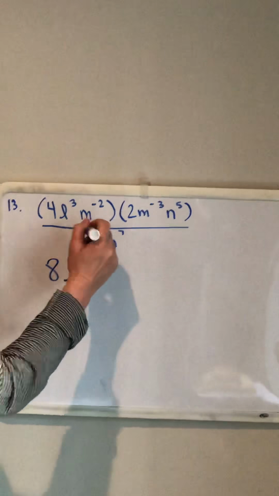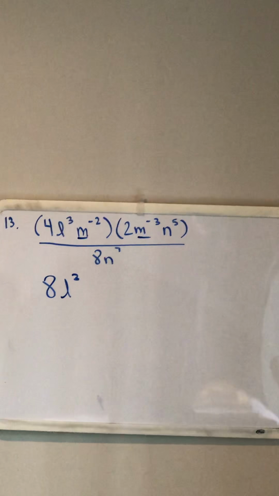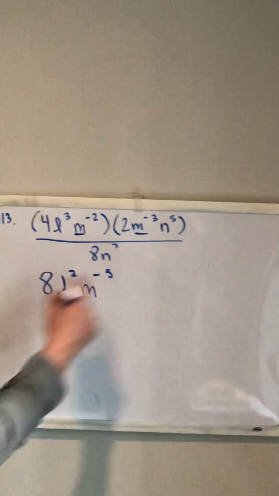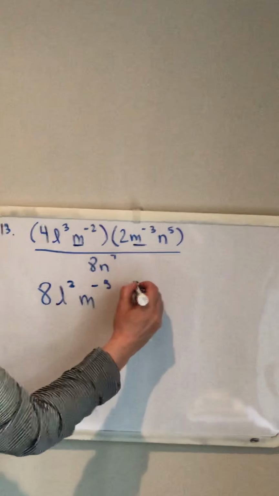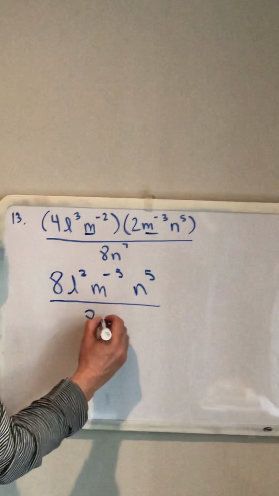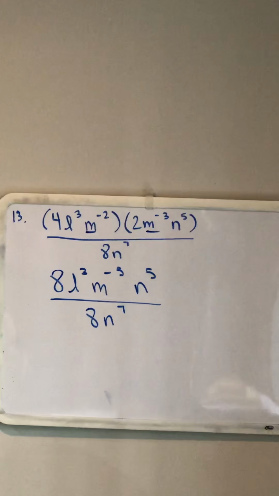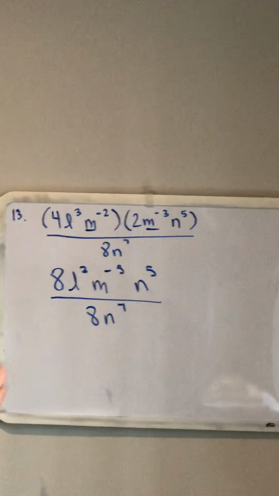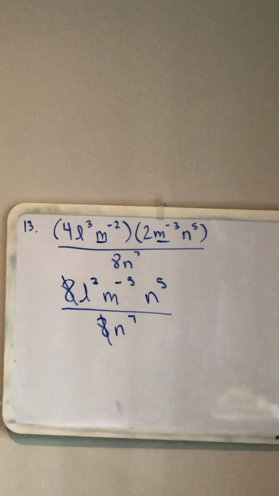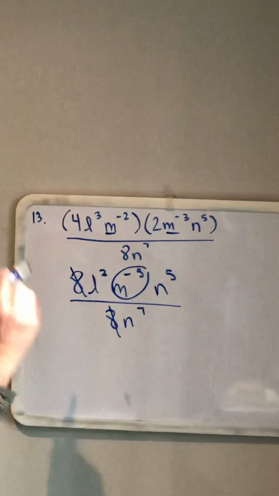M to the negative second times M to the negative third. Add those exponents and you get M to the negative fifth. And then you have N to the fifth over 8N to the seventh. Well, one beautiful thing that happens is that these 8's cancel out. And you have M to the negative fifth, which is going to move down to the denominator.